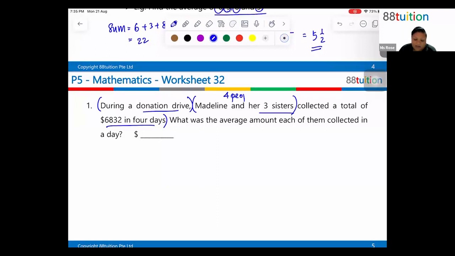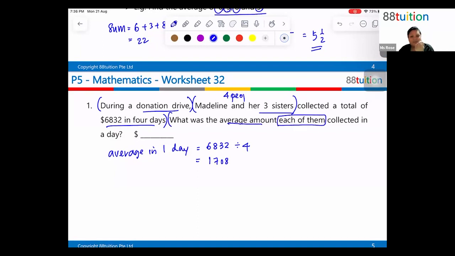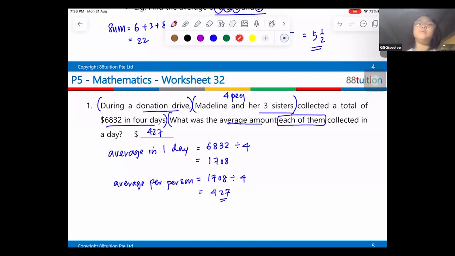So if you were to find out the average in 1 day, I take this total divided by 4, so that I get 1 day to give me 1,708. But because they ask for the average amount for each of them, I need to divide further. So the average per person would be 1,708 divided by 4 to give me $427.